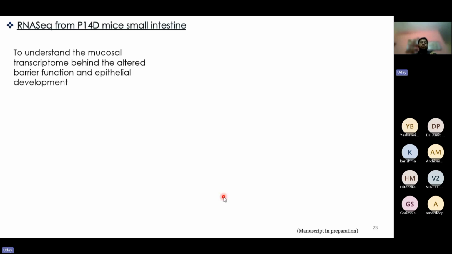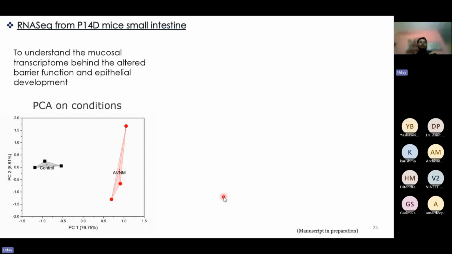But this microbiota also crosstalks with the different kinds of mucosal immune cells. So there is always a crosstalk between them. This microbiota actually educates the mucosal immunity. So we wanted to dig some more. We did an RNA-seq analysis on the mucosal layer.